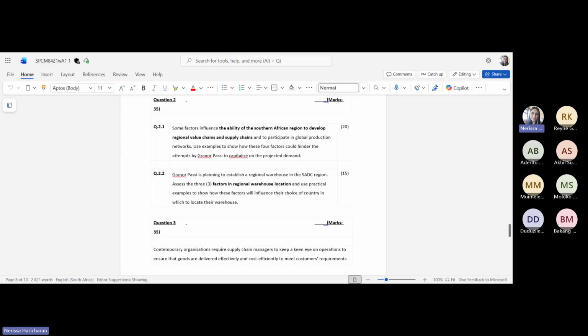So 4 factors times 2 marks each for the factor, and the balance of the marks basically sits in your application or your examples. The next one is factors in regional warehouse location. 3 factors, 3 applications, 2 marks per factor, 3 marks per application. Okay.